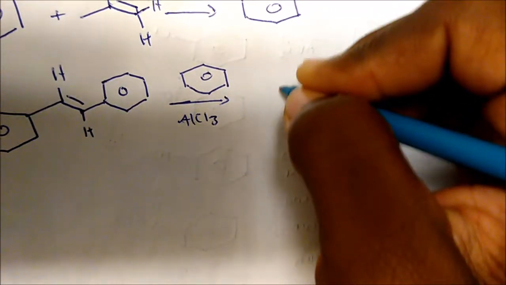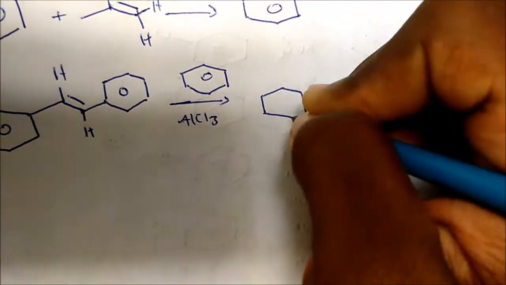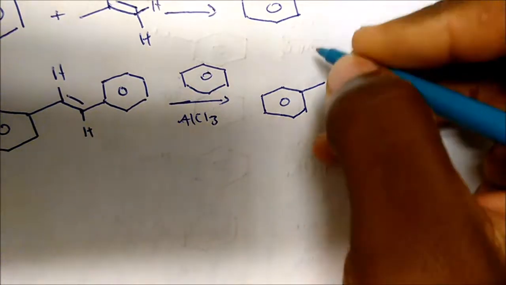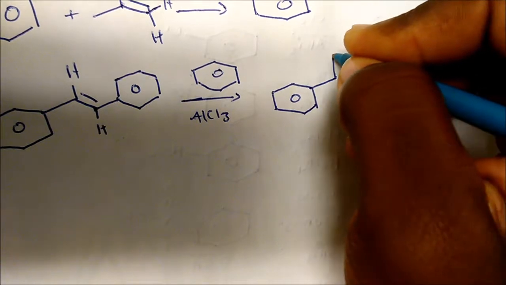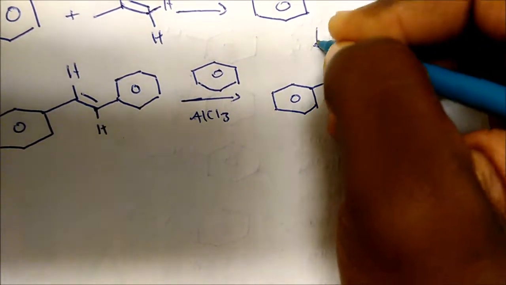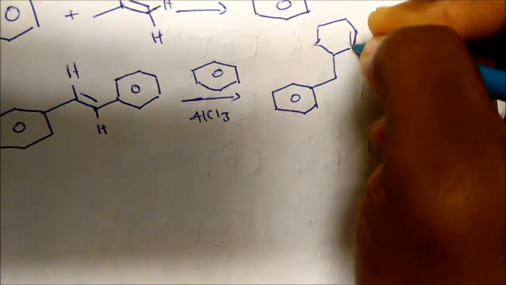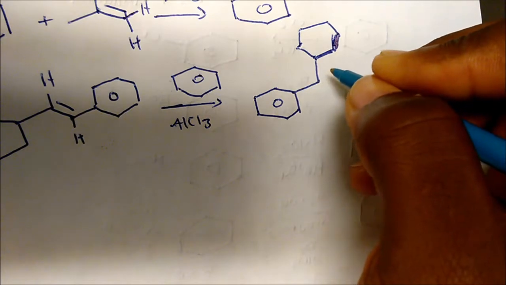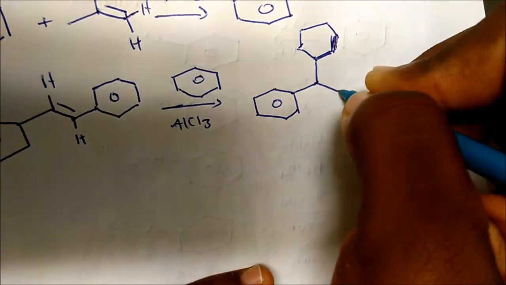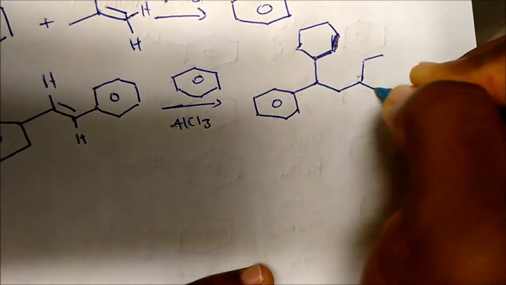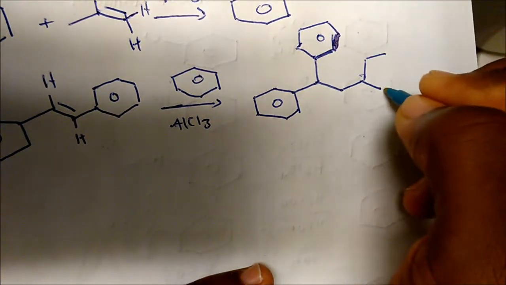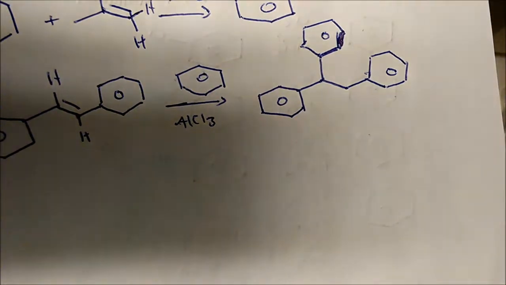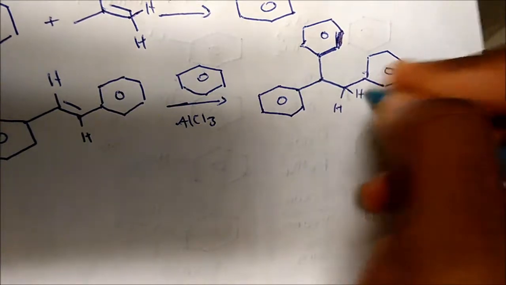So if you want to draw the product of this, I'm going to have my benzene bonded to one of my carbons, and I'm going to lose my double bond. So let's put another phenyl group here. This is not an alkene, it's a phenyl group. I'm going to lose my double bond, and I'm going to get this product. This is a phenyl group. So that's the product that I will get with two hydrogens here.